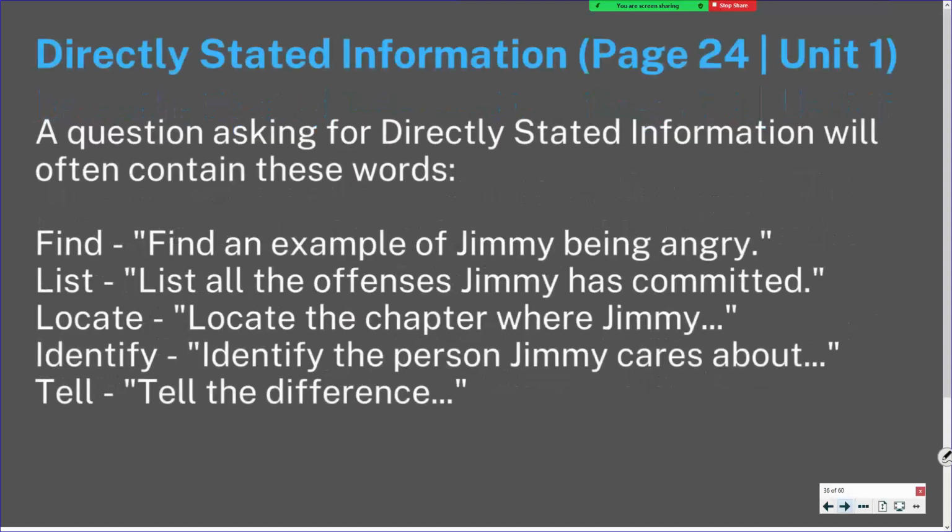And a question that asks for directly stated information will often contain words like find, list, locate, identify, tell, right? So find an example. List all the offenses Jimmy has committed. Locate the chapter where Jimmy. Identify the persons Jimmy cares about the most. Tell the difference between, right? So there's usually a right and a wrong answer for things like this.